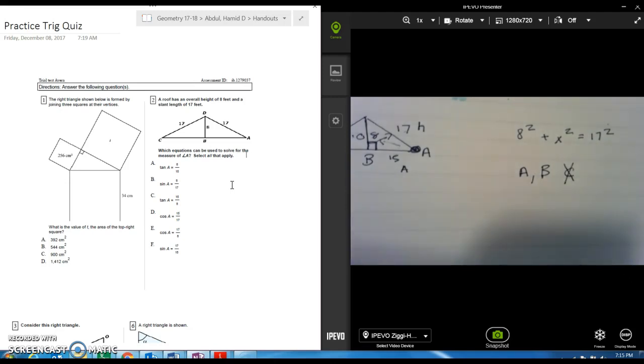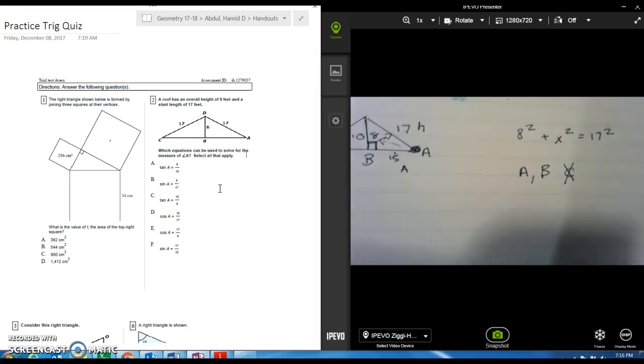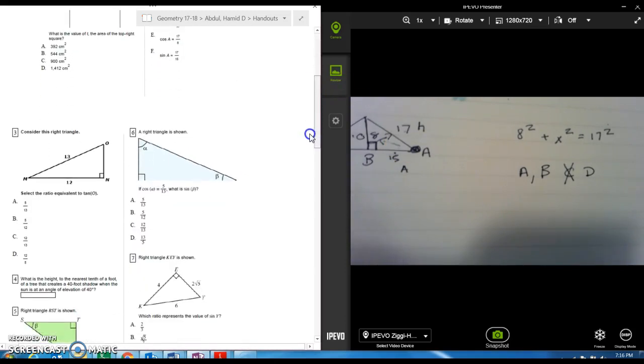Now, remember, there can only be one value of tangent for each angle. Since I already found out with A that tangent was 8 over 15, I can't use tangent again. So I could go ahead and mark out C just based on that fact. Cosine of A, let's see, cosine is adjacent over hypotenuse. And you're going to have these on the formula sheet. Adjacent is 15, hypotenuse is 17, D works. And then once again, E and F, I've already done cosine of A and sine of A, so I know those two can't work. Move on to number 3.